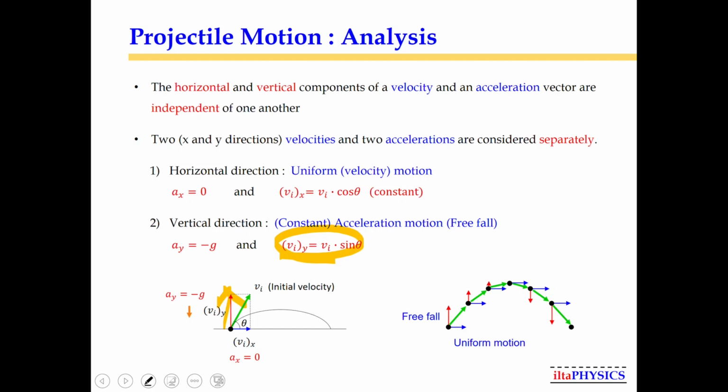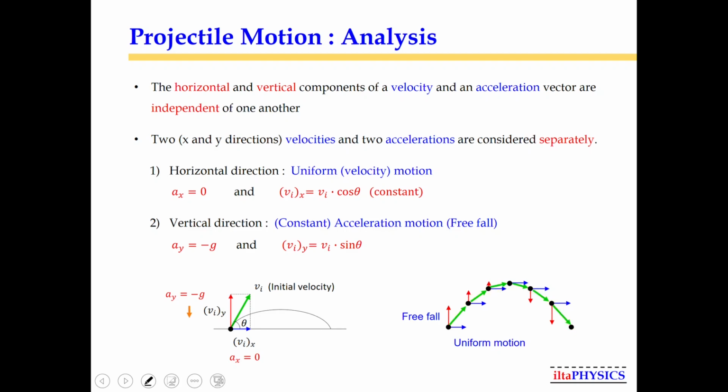Make sure you notice that these two velocities are simply represented as the x component and y component of the initial velocity. Now let's check the characteristics of the horizontal and vertical motions again using the motion diagram at the bottom right. The green arrows represent the direction and magnitude of the velocity at different points along the path.